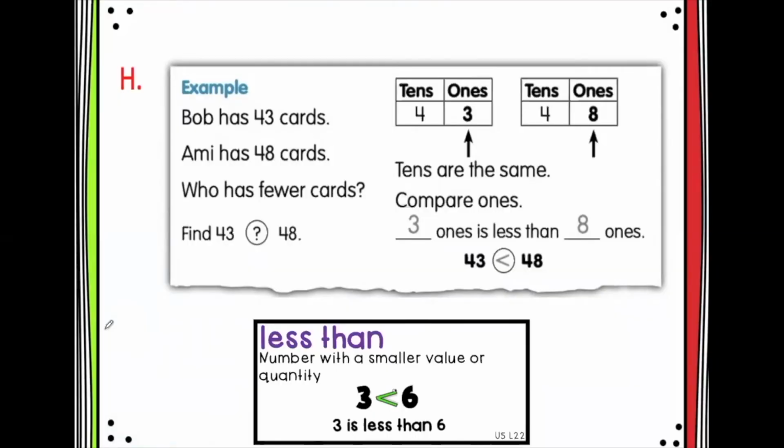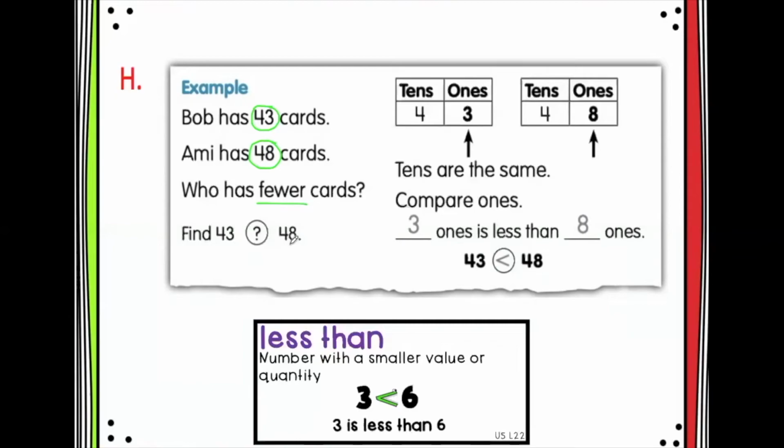All right, boys and girls, now that our hungry alligator helped us figure out which number was greater than, less than, or equal to, let's try an example using example letter H. The directions say Bob has 43 cards. Ami has 48 cards. Who has fewer cards? Fewer is just a fancy word for which one is less, the one that has the smaller amount. So we are going to compare 43 to the number 48.